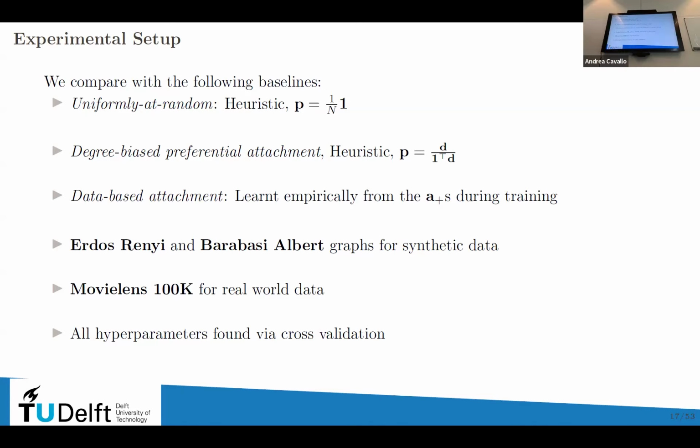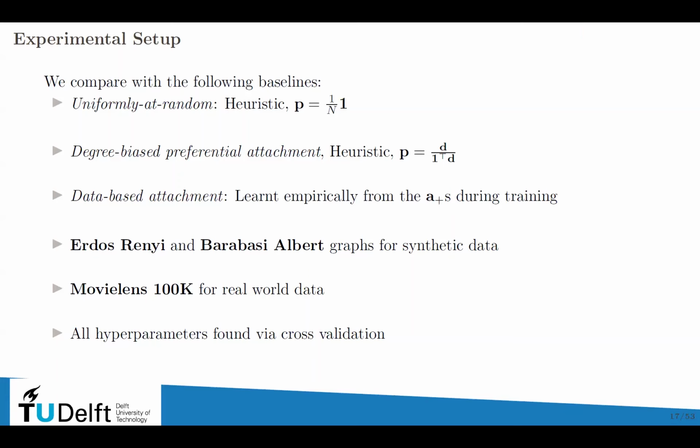But if you have a degree-based preferential attachment, in this case you are likely to connect to a user who has more degrees, and in recommender systems this means that you are likely to form associations with users who have rated a lot of items, because if you have seen a lot of movies, then you're likely to have more edges with existing users, right? So these heuristics make sense, and there's some equivalence with recommender system prediction. And we also have this data-based attachment in which we learn empirically the probabilities from data.